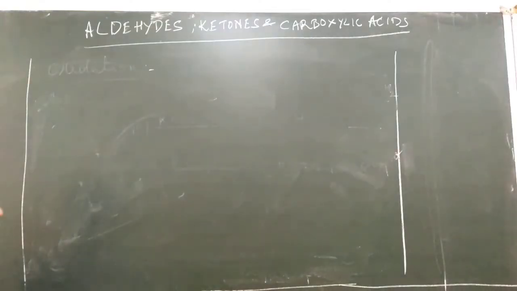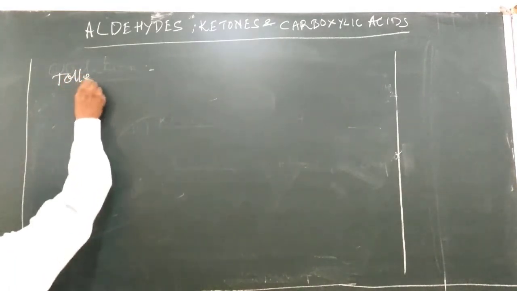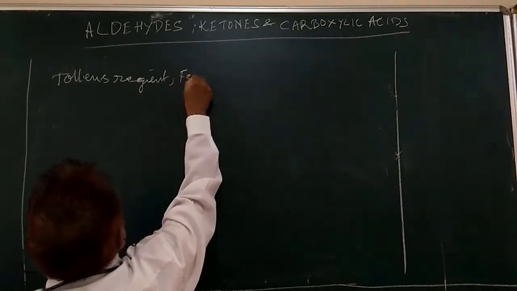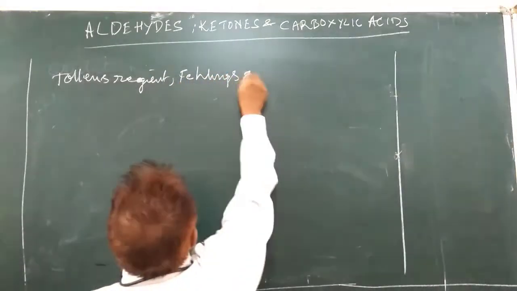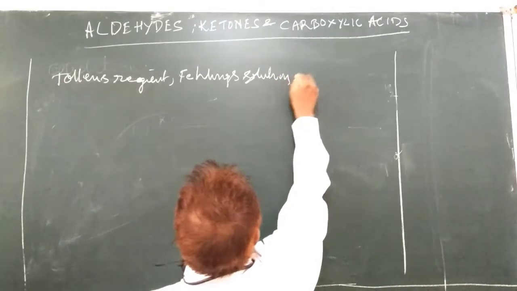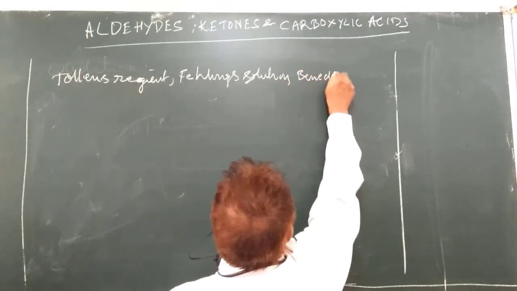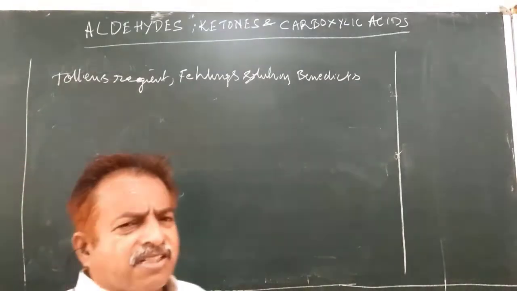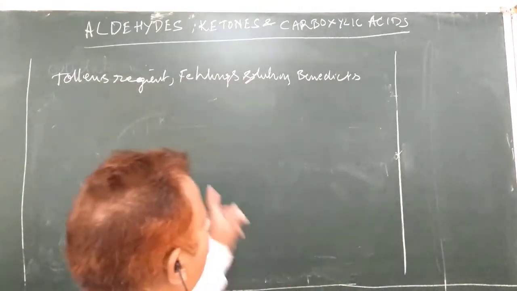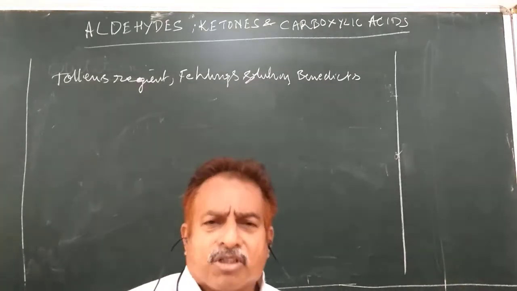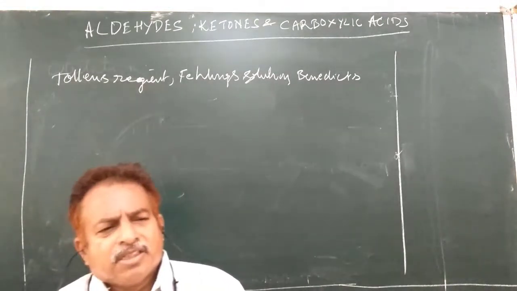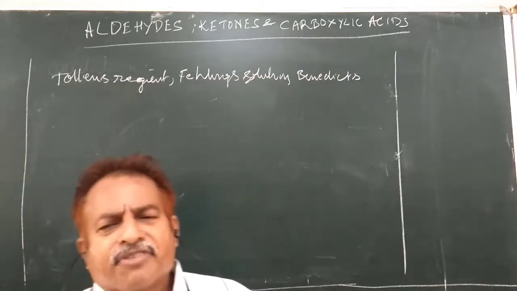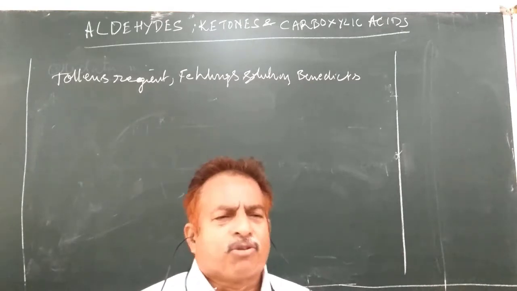There are some weak oxidizing agents like Tollens reagent, Fehling's solution, Benedict's reagent, etc. These are weak oxidizing agents, and these weak oxidizing agents can oxidize only aldehydes but not ketones. Therefore, reactions with these weak oxidizing agents, we can differentiate aldehydes from ketones.